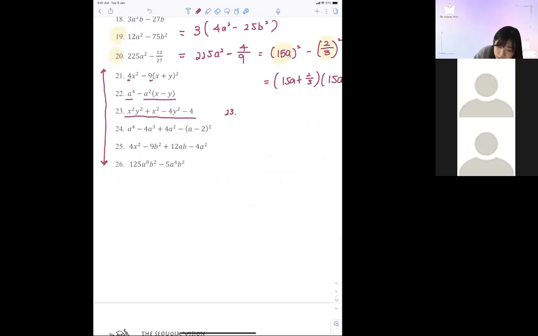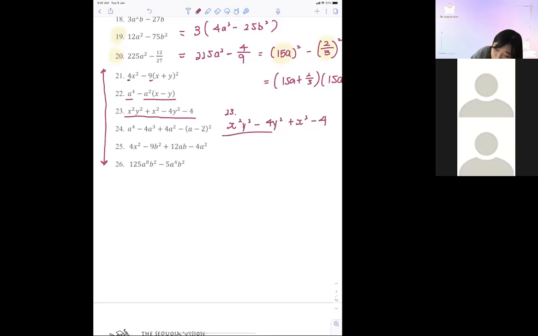So this is plus, plus, minus, minus. We rearrange it: plus, minus, plus, minus. Easier for you to factorize. So a square, x square, y square, minus. Correct, plus, minus, plus, minus.